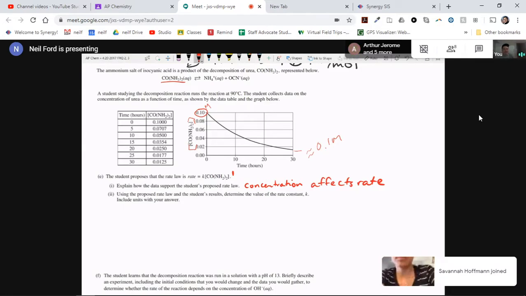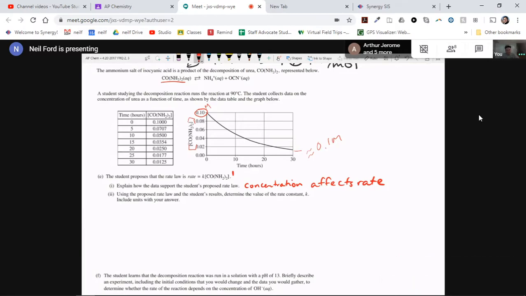So how does this relate to half-life? Oh, I see. If you look in the first 10 minutes, what happens to the concentration? Half of it's gone. Yep. In the next 10 minutes, from 10 to 20, half of that's gone, and then half of that's gone. So you need to say something about the half-life remaining constant, and that only happens for first order.